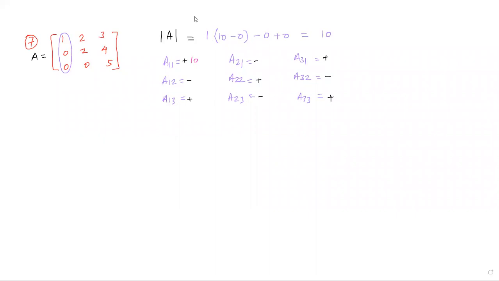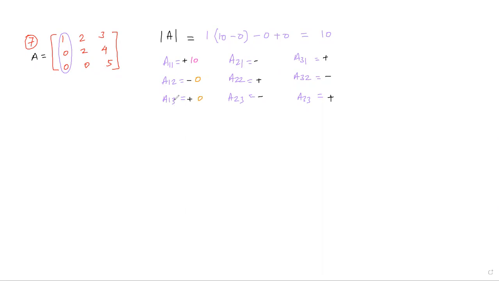Now next element, so 2, that row and column gone, baki kya aayega? 0 0. Okay, kyunki 0 into 5 0, -4 into 0 0, so to aayega 0. So it is 0 only. Now 0, यहाँ पर भी 0 आएगा. Next also 0 आएगा.